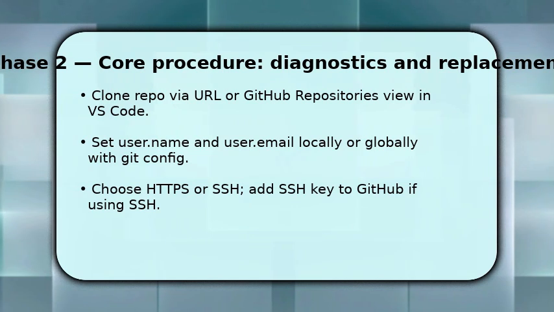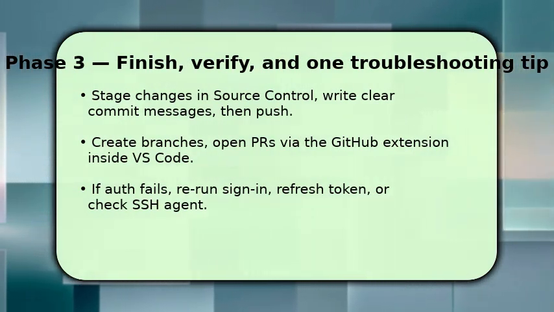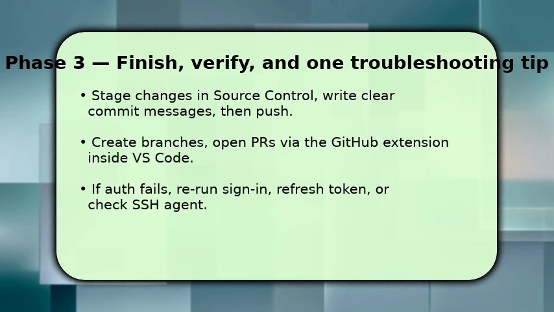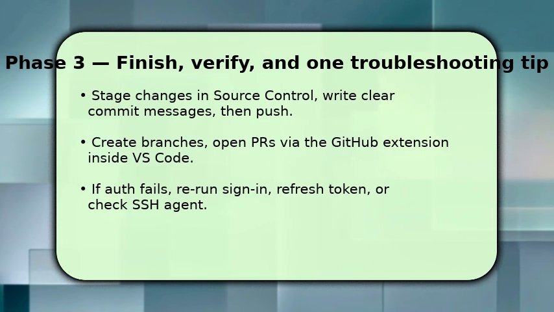You finish by staging and committing changes in the Source Control pane. Write concise messages, then push to your branch. Create branches and open pull requests using the GitHub extension to review and merge without leaving the editor.